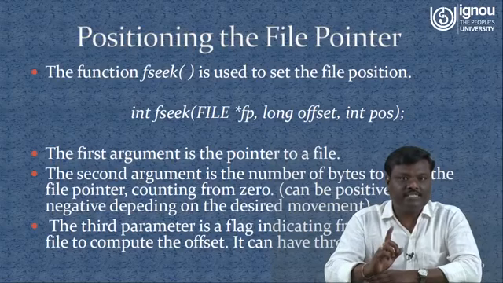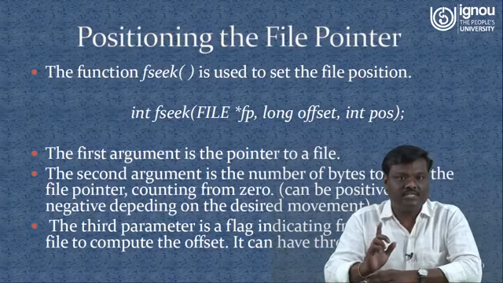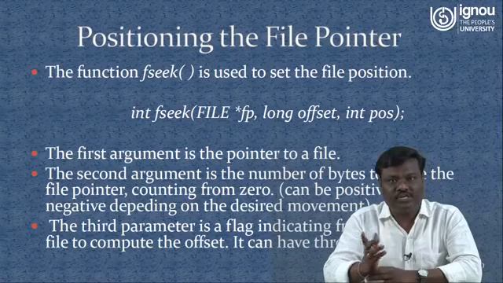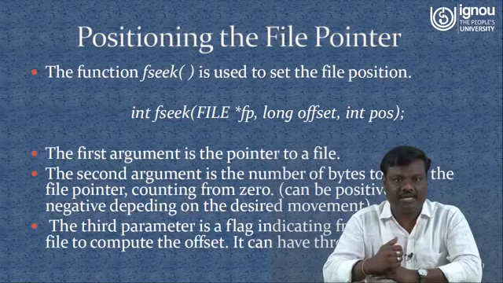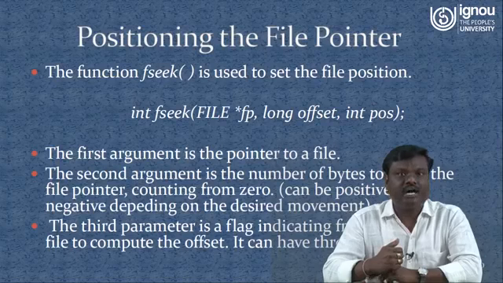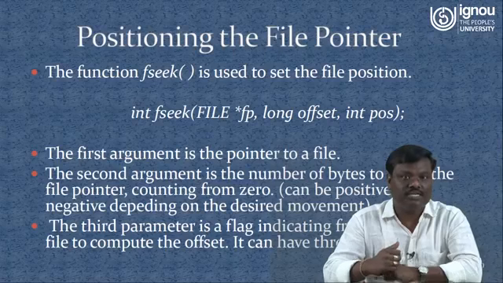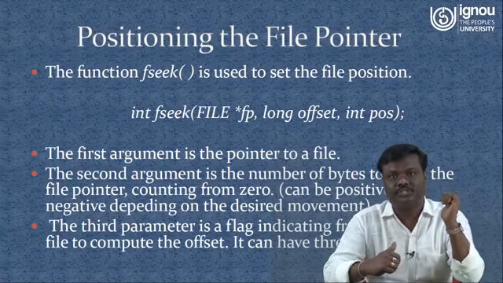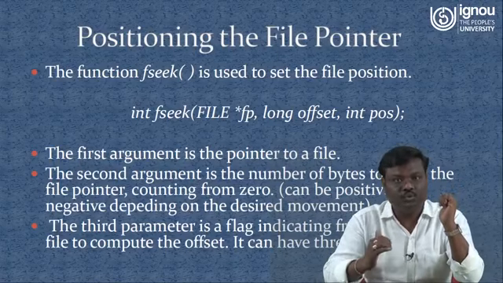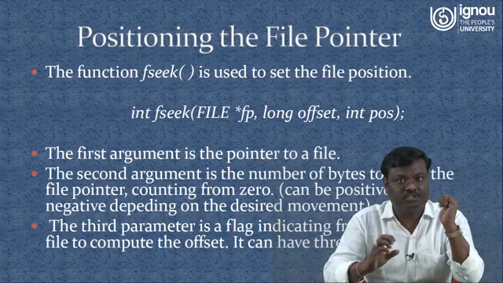So here it consists of 3 arguments. The first argument is the pointer to the file, whatever file we are trying to read or write. The second argument is the number of bytes to move the file pointer, counting from 0, that is, right from the start position to reach the position that we want.